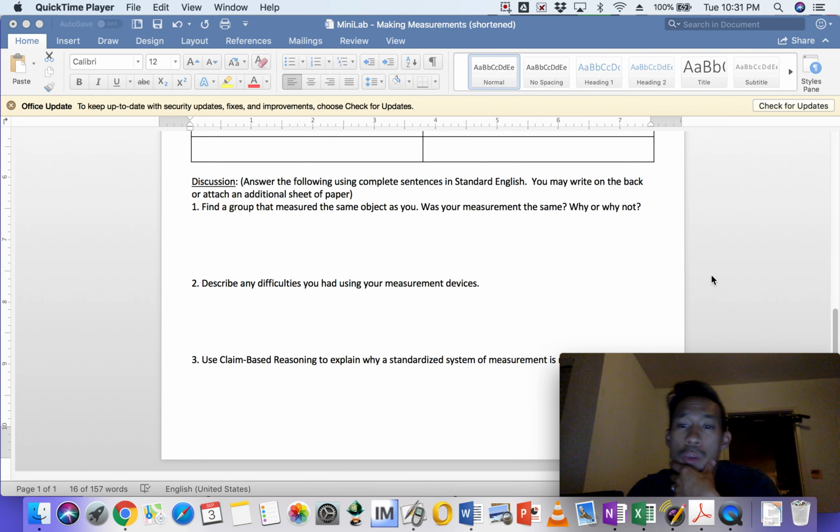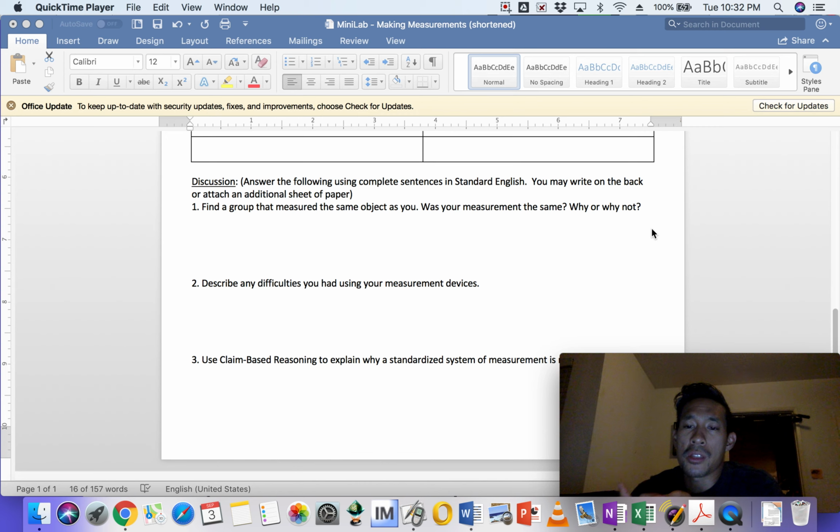Okay? If you did it the way that I wanted you to, you used the straws and the paper clips, and you measured using units of straws or paper clips. The problem with that was not all groups had the same straws. Some were longer, some were shorter. Not all groups had the same paper clips. Some were big, some were small.